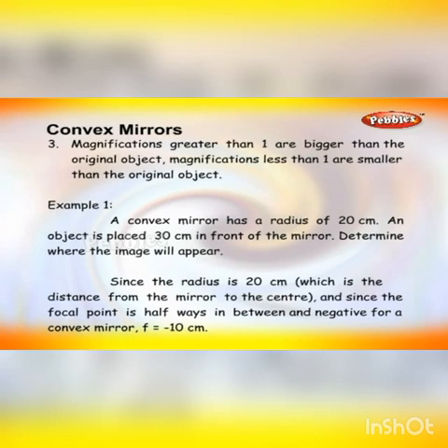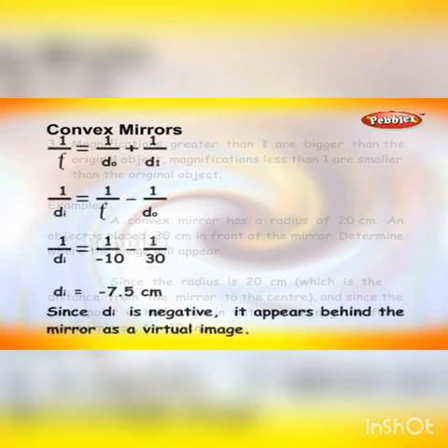Example 1. A convex mirror has a radius of 20 centimeters. An object is placed 30 centimeters in front of the mirror. Determine where the image will appear. Since the radius is 20 centimeters and the focal point is halfway in between and negative for a convex mirror, f = -10 centimeters.